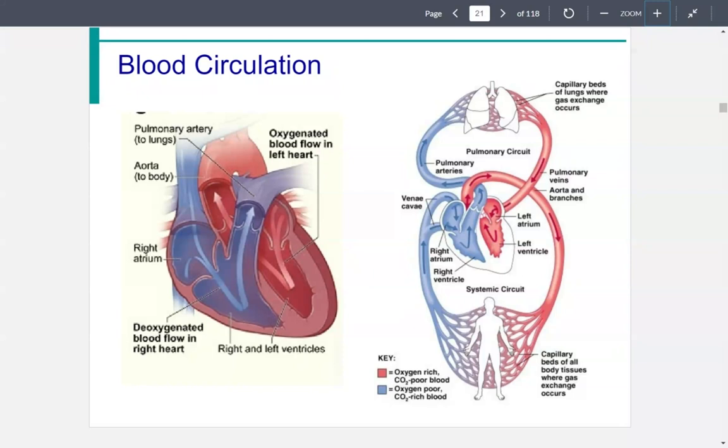That is the path, the flow of blood through the heart, and it is a very important thing to remember for both anatomy and physiology, and just in general.